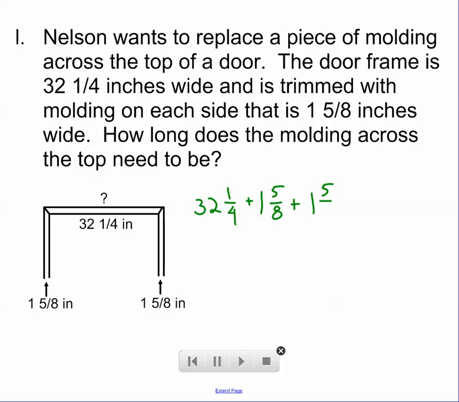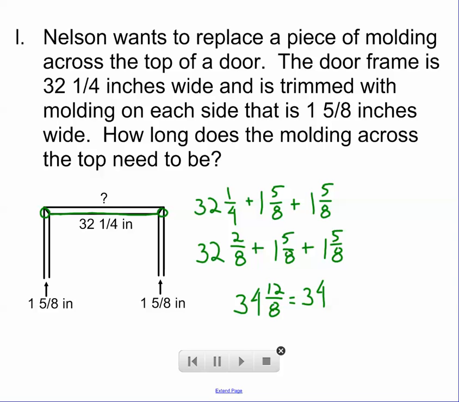Now here, we draw a line there to show the 32 1/4. Then we need to add 1 5/8 here and 1 5/8 here. So let's get a common denominator. 32 1/4, we can rewrite that as 32 2/8. Add up our whole numbers, we get 34. Add up our numerators, we'll get 12. Simplify the 12/8. They're both divisible by 4, so how about 3/2?